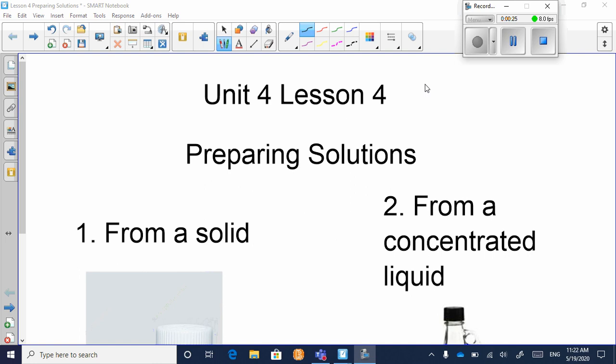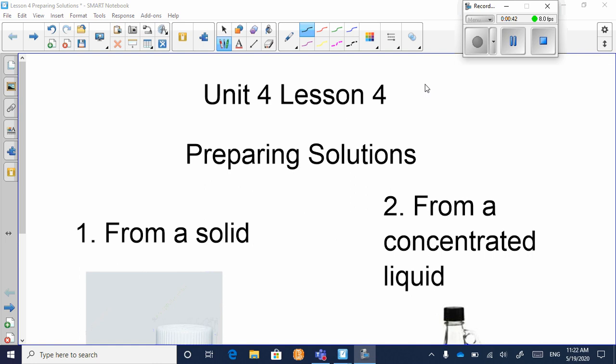We are going to give you very specific steps for preparing solutions, and these are very important laboratory techniques that you're going to be expected to know how to do in grade 12 chemistry, but also for any of you doing a university chemistry course.